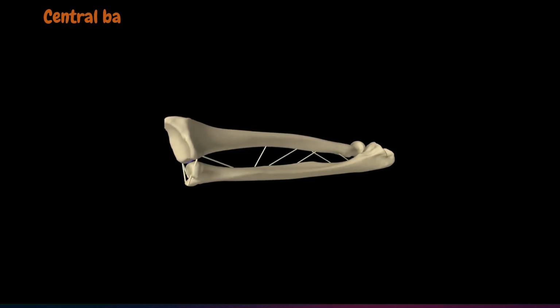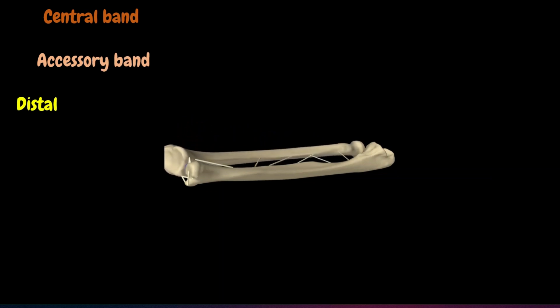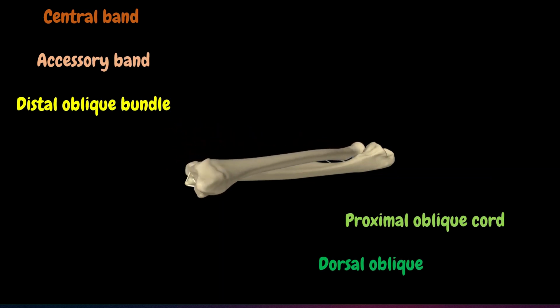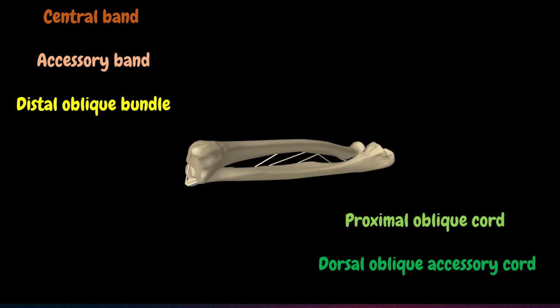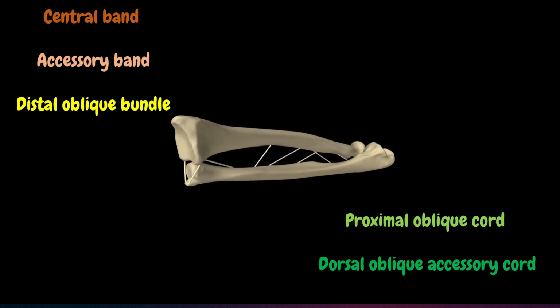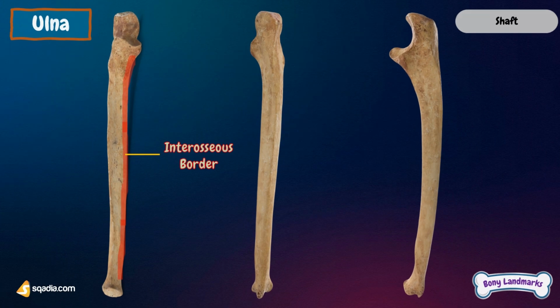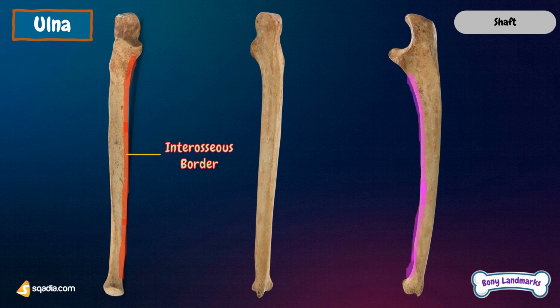The interosseous membrane is composed of 5 ligaments: central band, accessory band, distal oblique bundle, proximal oblique cord, dorsal oblique accessory cord. The anterior border is thick and rounded. It begins above on the medial side of the ulnar tuberosity, passes backwards in its lower one-third, and terminates at the medial side of the styloid process.